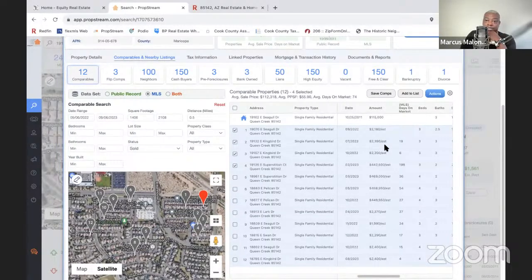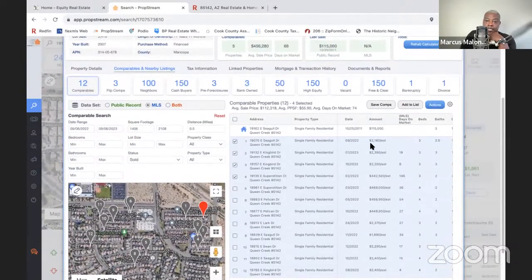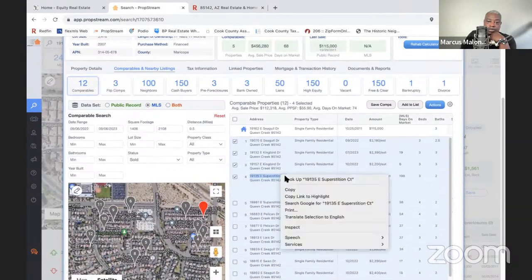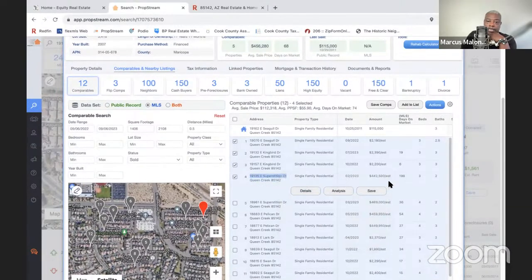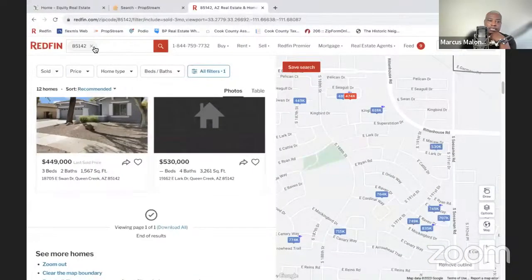1 and 2 are rentals. They rent for $2,100 and $2,300, and number 3 rented for $2,200. Number 4, 1935 East Superstition Court. Let's copy that. Sold for $442. It's 198 days on market, 3 beds, 2 baths. Let's look at that one here.